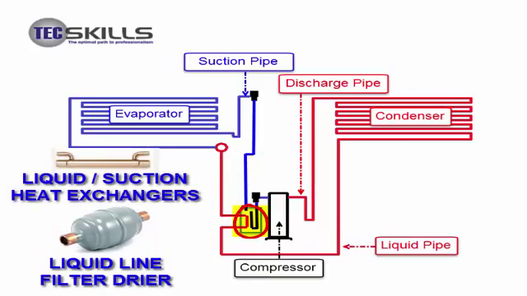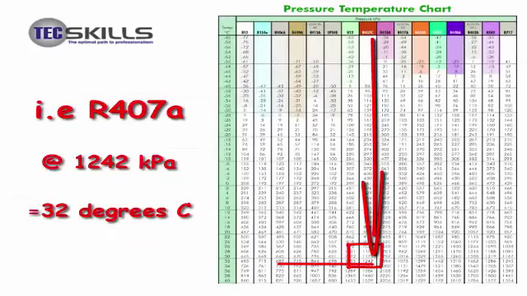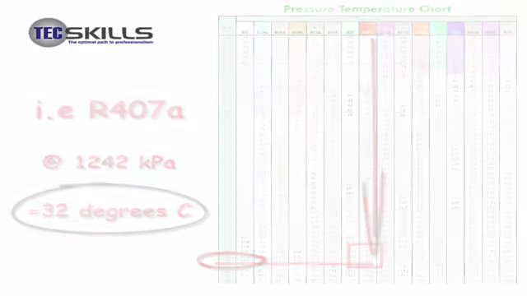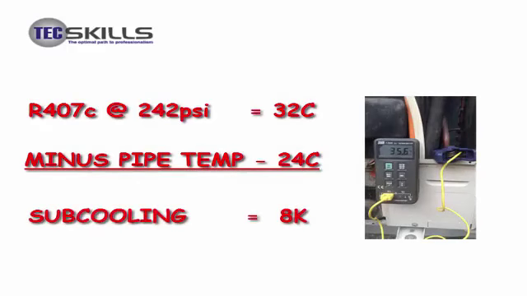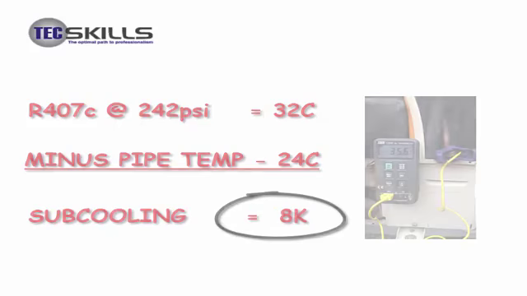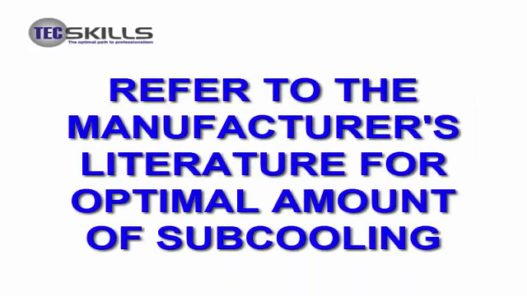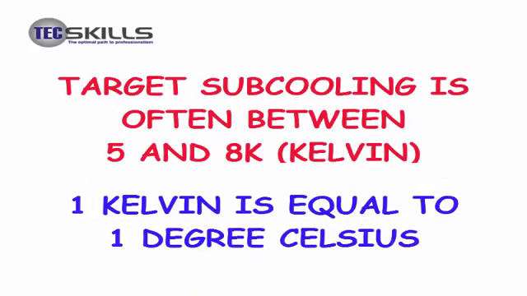To calculate the subcooling, take the liquid line pressure and cross-reference it with the temperature on the pressure temperature chart. Then measure the liquid line temperature. Deduct this from the temperature determined from the pressure temperature conversion chart. This will equal the subcooling at that point in the system. It is best to refer to the manufacturer's literature to find out the optimal amount of subcooling required for a particular system. However, it is often between 5 and 8 Kelvin.